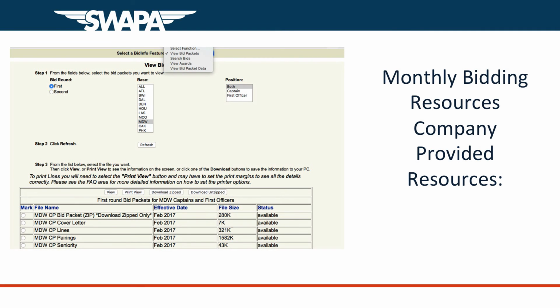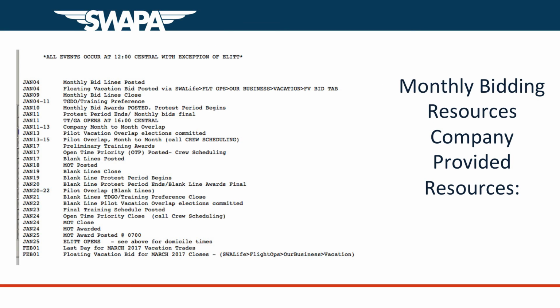You can find entire bid packets, bid packet seniority lists, and even the line awards under Bid Info. Under Bid Info, the cover page is a useful document for reminding you of the monthly timeline of bidding and scheduling events. Among the most important dates, you will see that monthly bid packets are posted on the 4th of each month, and bidding closes on the 9th of each month at noon.